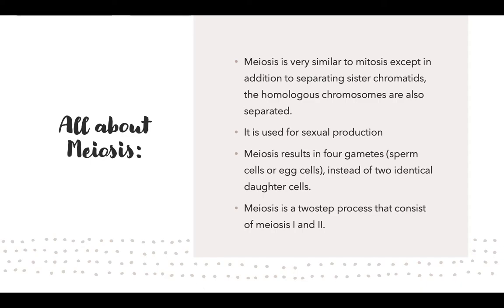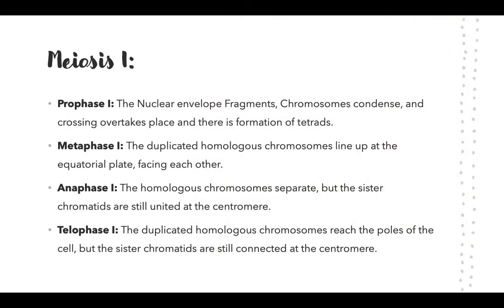Meiosis is a two-step process that consists of meiosis 1 and 2. So meiosis 1 is what we'll look at first. Meiosis 1 consists of prophase 1, metaphase 1, anaphase 1, and telophase 1. And as mentioned before, it is very similar to mitosis. So in prophase 1, the nuclear envelope fragments, chromosomes condense, crossing over takes place, and there is formation of tetrads.